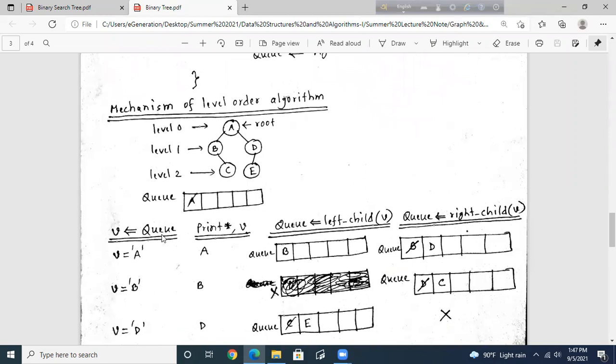Now I have to delete A. Because we know a queue is a first in first out data structure, I have to delete A from the queue. So dear student, I have here Q, from Q I have to remove B. So B equal to A, because in the queue our first element is A, so B equal to A. That means I have deleted the first element from the queue.